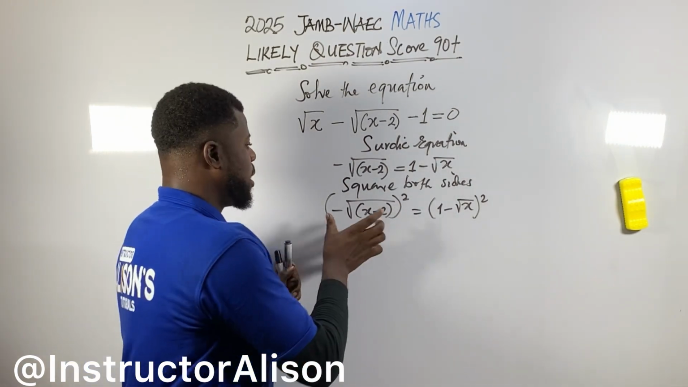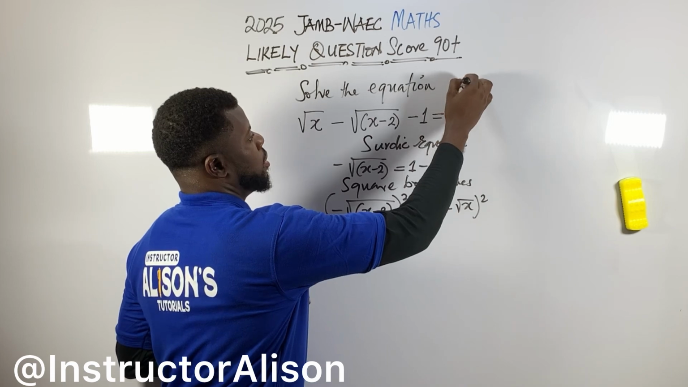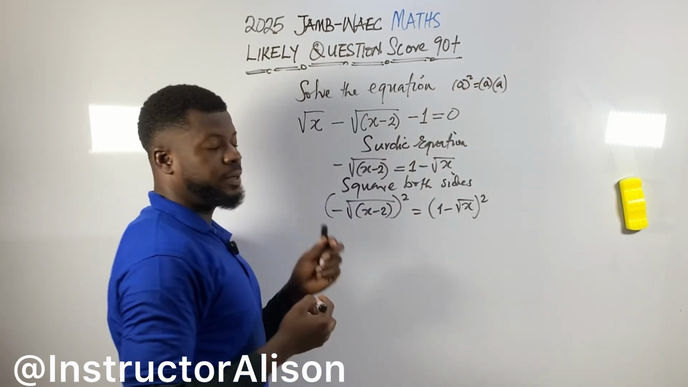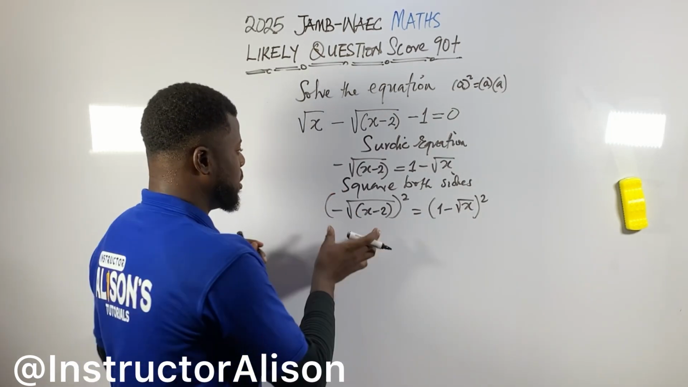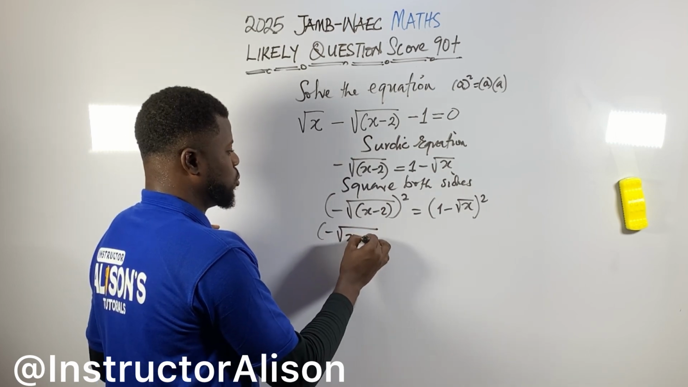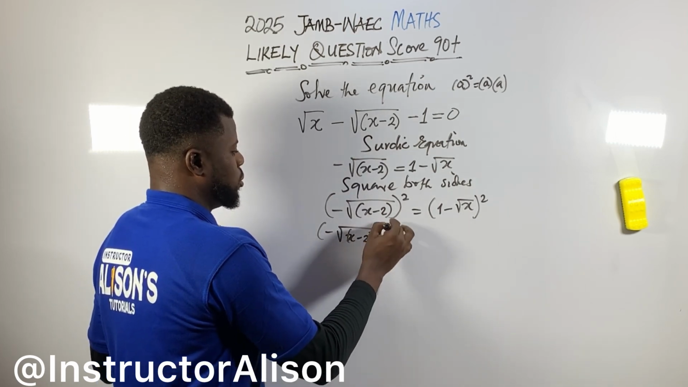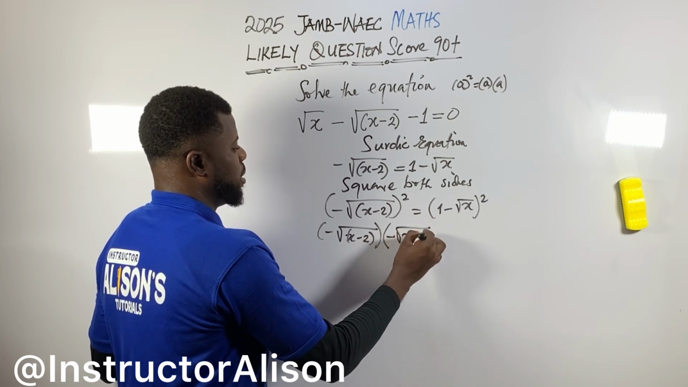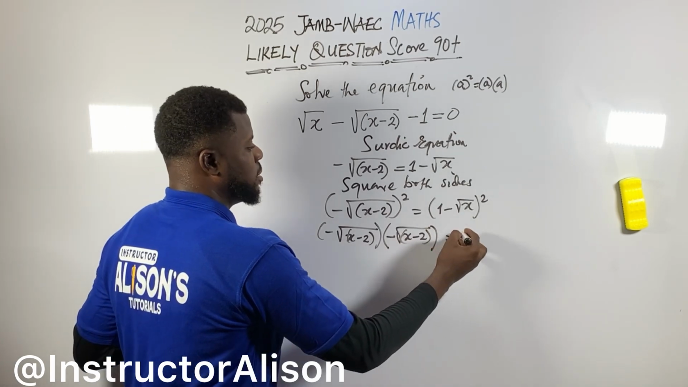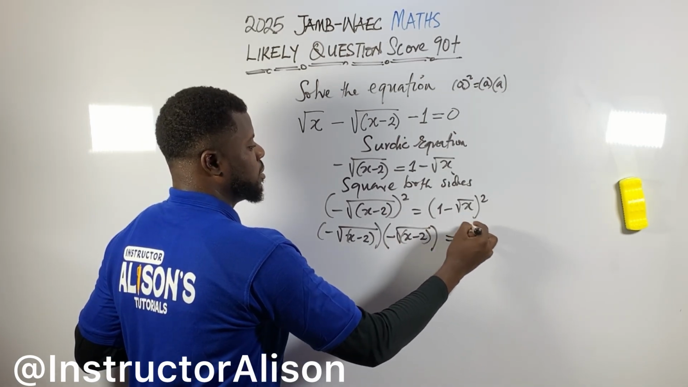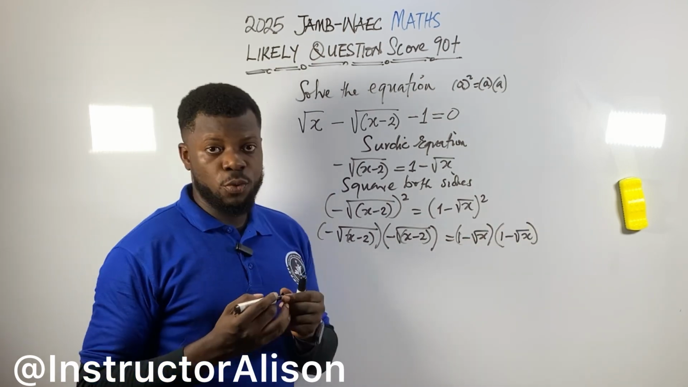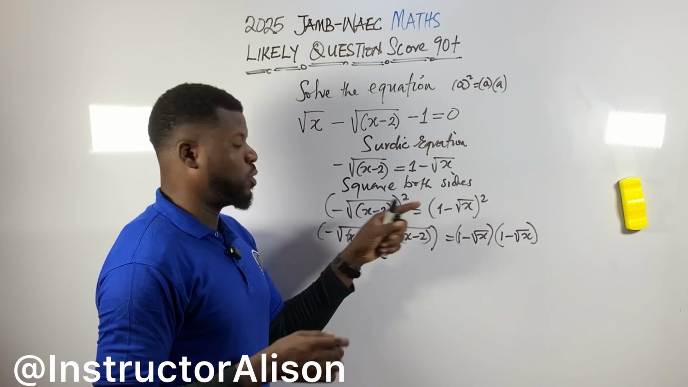Do you understand? Anything squared, if I give you a squared, it means a times a, duplicating a into 2. Similarly, this one squared means minus root x minus 2 times minus root x minus 2. Similarly, this side too, I get 1 minus root x times 1 minus root x. So that is the implication of the square, duplicating them.